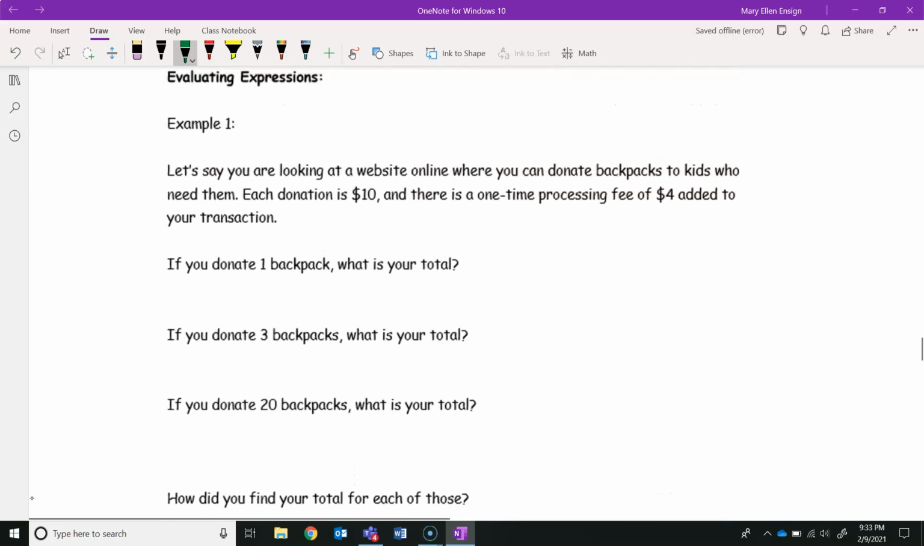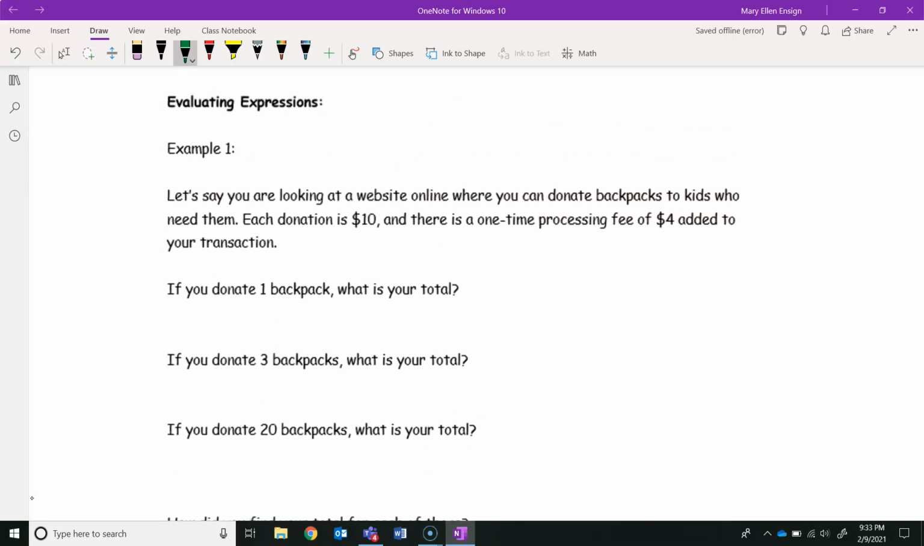Okay, so first example here: let's say you are looking at a website online where you can donate backpacks to kids who need them. Each donation is $10, and there's a one-time processing fee of $4 added to your transaction. So if you donate $10, you can donate 1 backpack. No matter how many backpacks you donate, there's a single fee of $4 for processing to help with this organization's fees, okay? So if I donate 1 backpack, what's the total here?